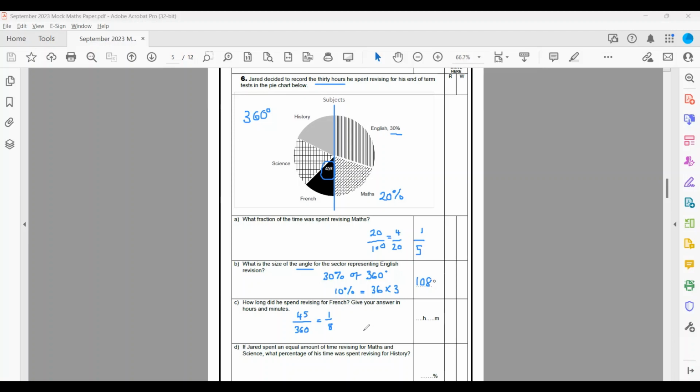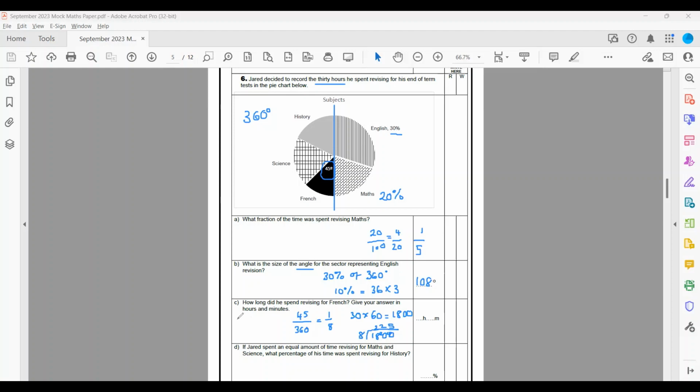You can do it that way, or remembering we've got to find hours and minutes, we could turn 30 hours into minutes. So 30 times 60 minutes in an hour will give us 1,800 minutes, which we can divide by 8. So 1,800 divided by 8. 8 will go in twice, carry 2. 8 will go in twice, carry 4. And 8 will go in 5. So that's 225 minutes.